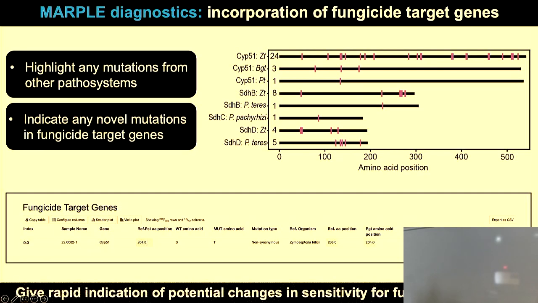And this will help us to rapidly identify any potential changes in the sequence of those genes that could indicate a potential decrease in sensitivity, but more importantly, help us to fast-track those samples for further analysis in the lab to really see whether we are getting a decrease in sensitivity.